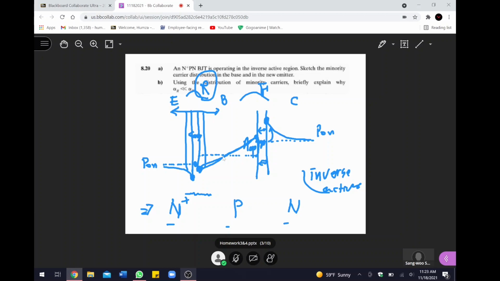Any other question? Professor, if it's going to be PNP, how much is it going to be different? PNP instead of NPN? So for PNP, the minority carrier in this region is now going to be electron. So this emitter is P-type, and then this base is N-type, and then the level is going to be similar.